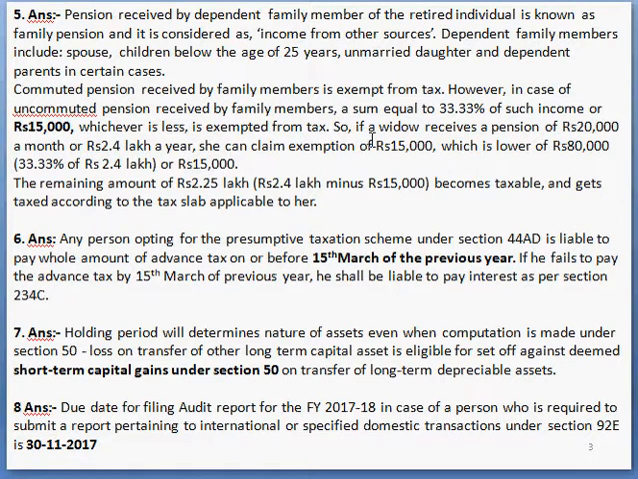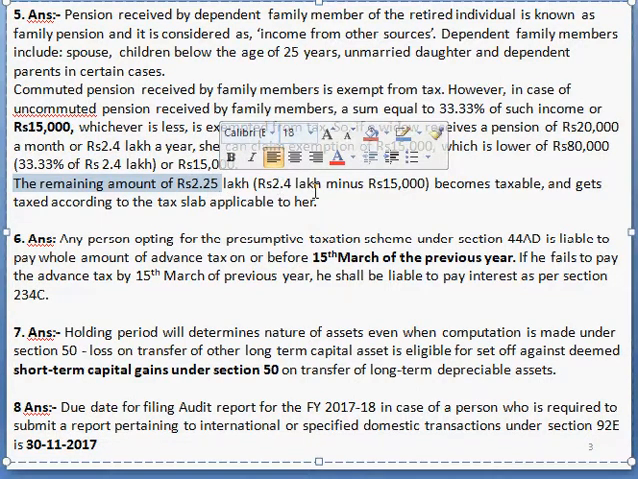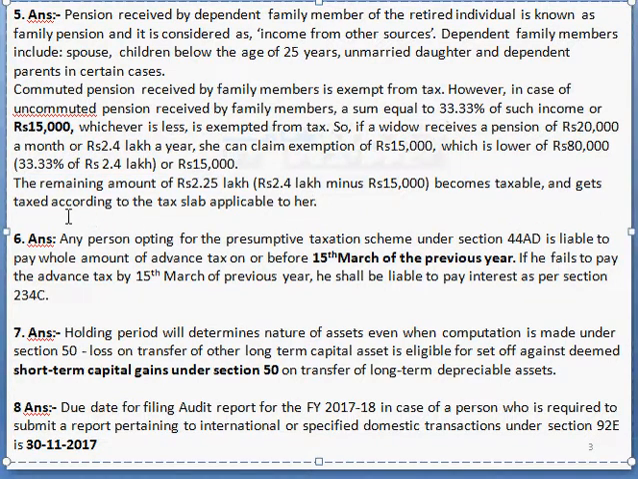Let's understand with the help of an example. If a widow receives a pension of rupees 20,000 per month, ultimately she will get 2.4 lakh per year. Now, she can claim an exemption of rupees 15,000, which is the lower of 33.33% of that and 15,000. So basically we'll consider the 15,000 only. The remaining amount will be 2.25 lakh, because 2.4 lakh minus 15,000 becomes taxable and it is taxed as per the slab. So the answer will be 15,000.